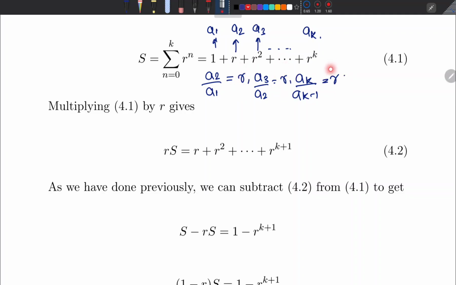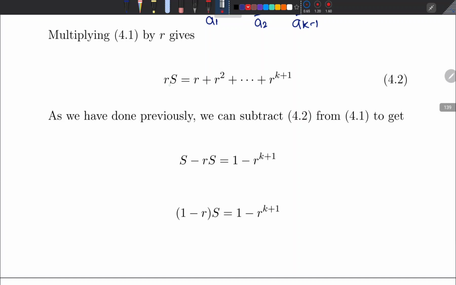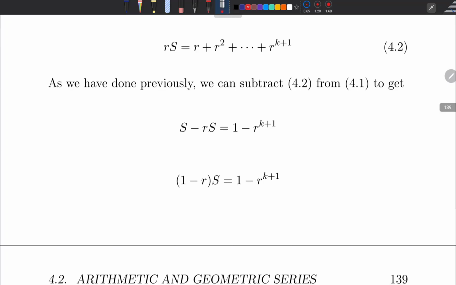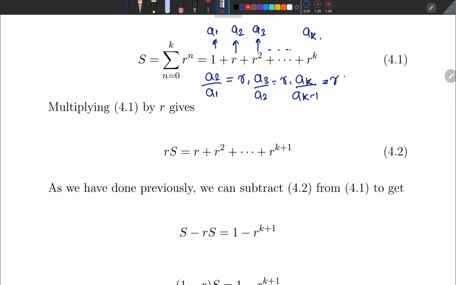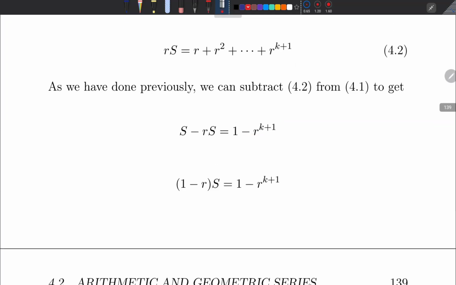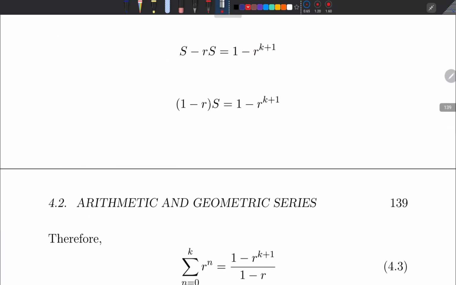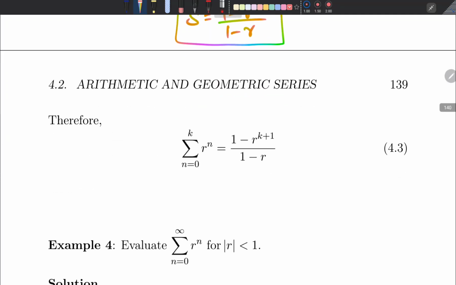So we just have to multiply both sides with r in this equation that we have expanded here. What we get is r times s equals r plus r squared plus dot dot dot all the way up to r to the k plus 1. And again we just have to subtract these two equations, the first one and the second one. So we would be having s minus r s equals 1 minus r to the k plus 1, because the rest of the terms would just cancel each other out. Now we can factor out, as we have done here, and divide both sides by 1 minus r, and here we would be having s equals 1 minus r to the k plus 1 over 1 minus r. So that's literally amazing.